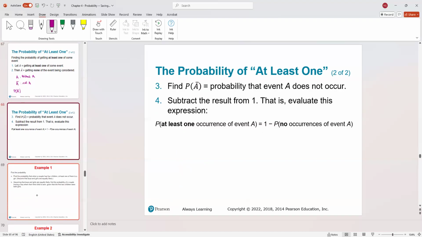So for finding the probability of not A, that is, the probability that event A does not occur, this is relatively easy using the multiplication rule.